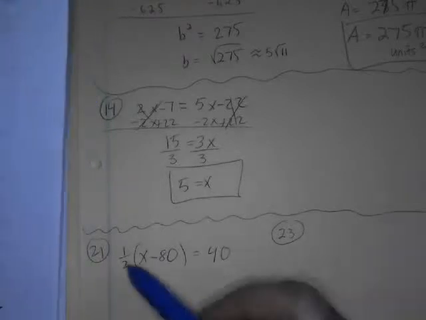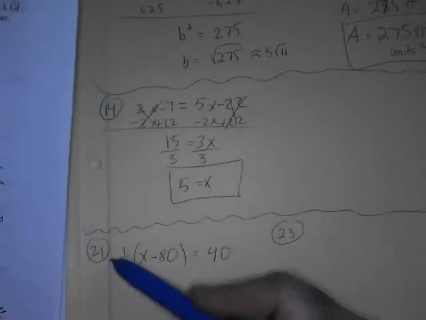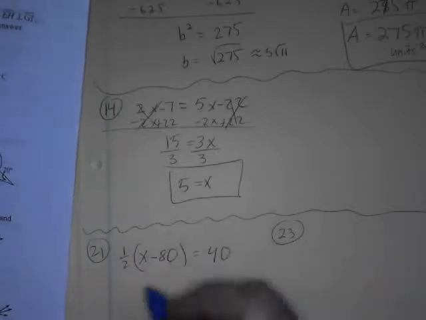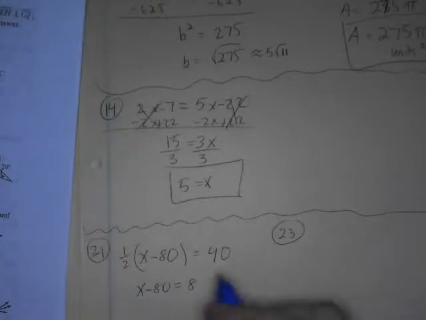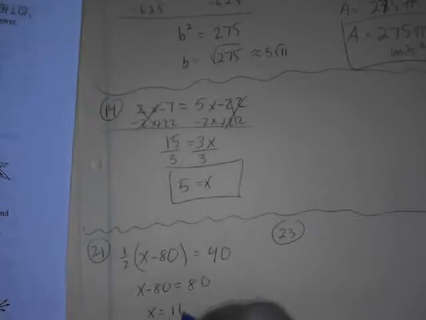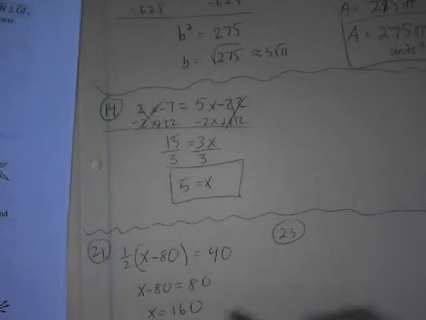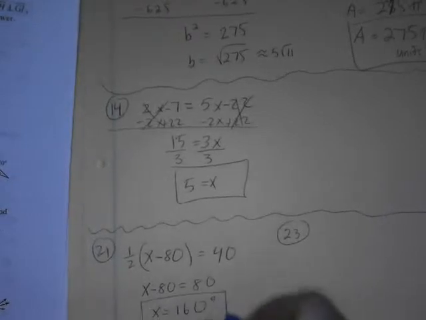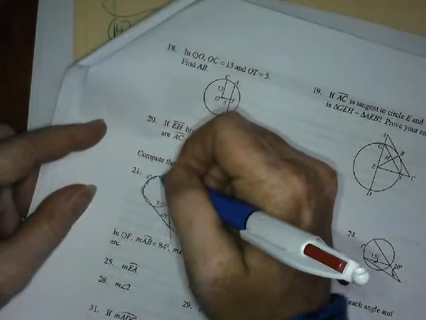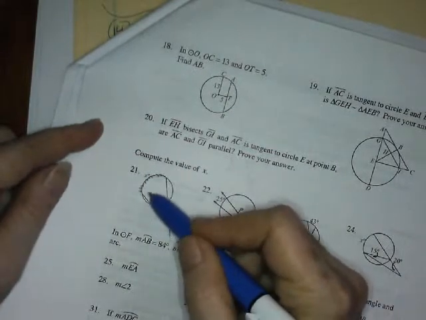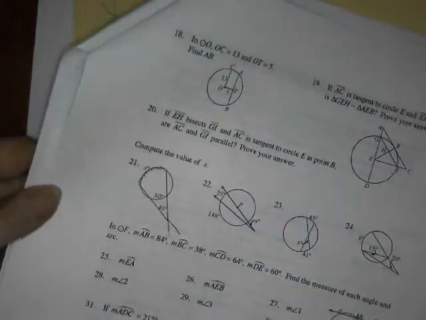So now I'm going to clear my fraction by multiplying both sides by 2, and I'll have x minus 80 equals 80. Okay, so x equals 160. And when I look at it, at first I thought it didn't look right because it was so big, but now I think I like it because when I look at it, it's this arc length right here. That little arc length right there is 80. That looks like 160, so I'm pretty happy with my answer.